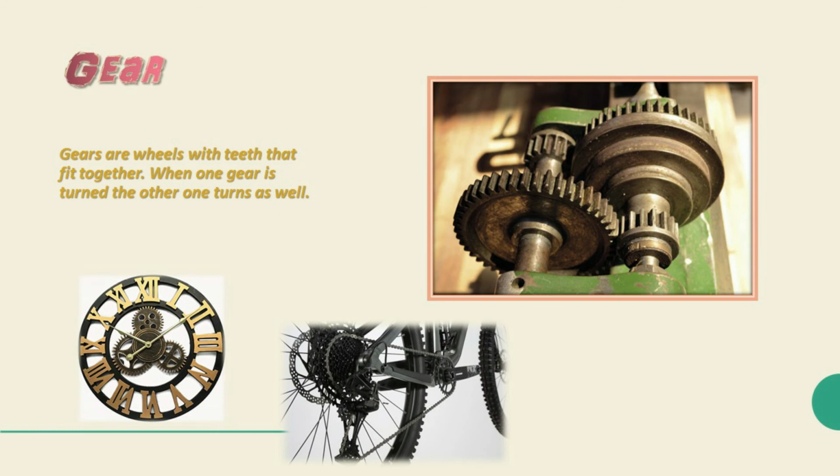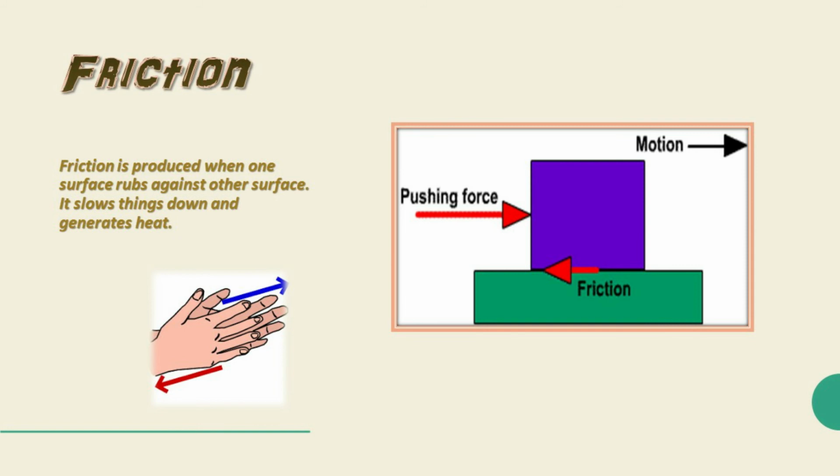And the last one is gear. Students, gears are wheels with teeth that fit together. When one gear is turned, the other turns as well. Gears are used to control speed and direction of motion. Gears are used in mechanical clocks, bicycles, motorcycles, and cars. Well, my dear students, this was all about some simple machines used in our everyday life to make our work easier. Students, do you know there is one force that opposes motion?